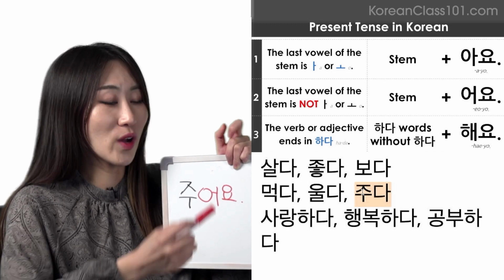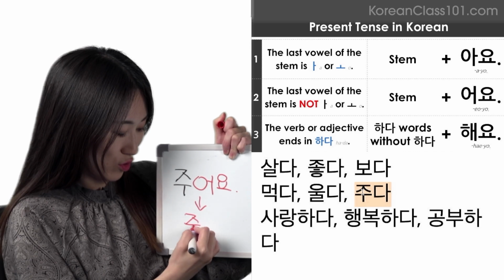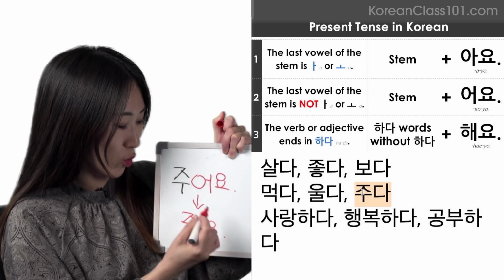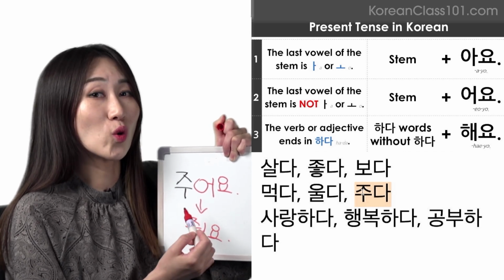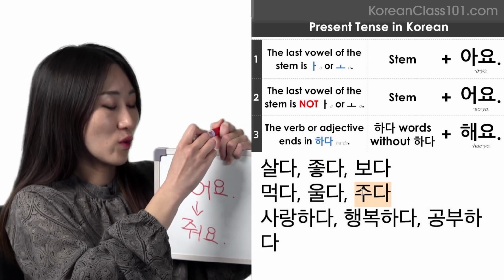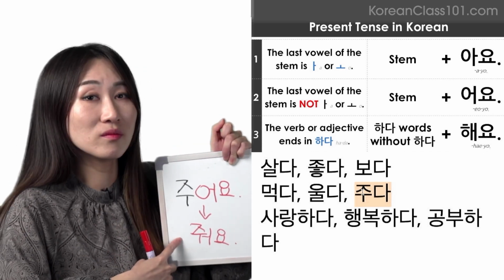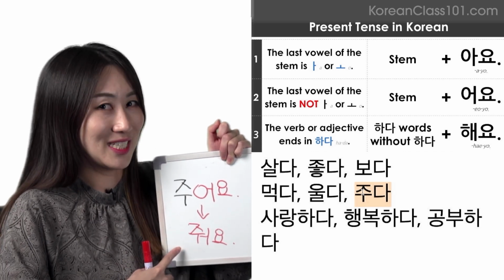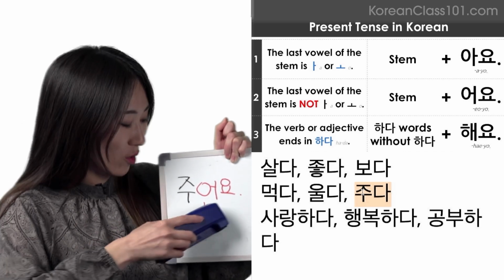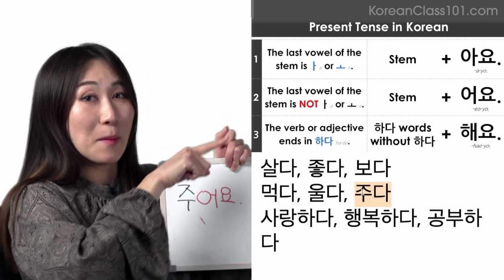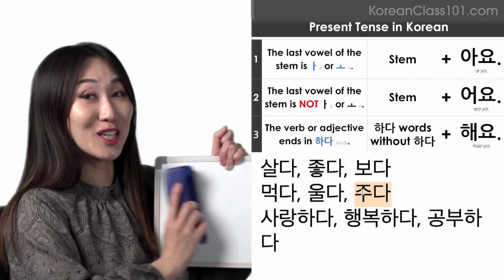주어요. And this can be shortened as 줘요. When you pronounce it quickly, it becomes 줘요. So it can be shortened like this. Actually, there are a lot of contracted forms like this in Korean. So this can be hard, but as a beginner, don't worry about this, but practice the basic one first. Anyway, 주어요. Okay, very good.